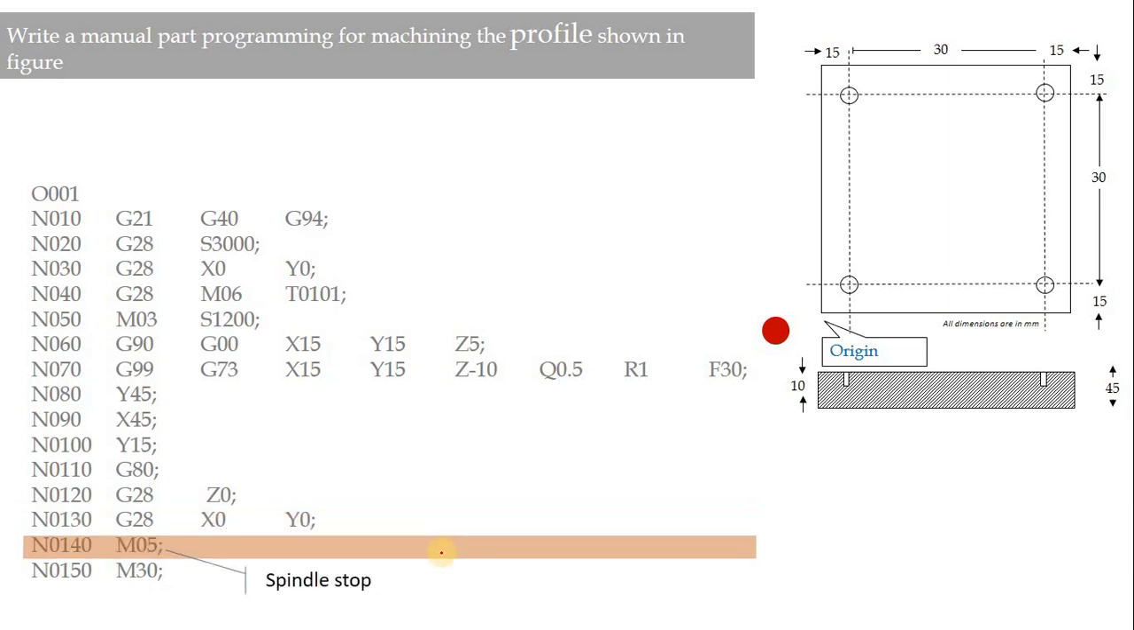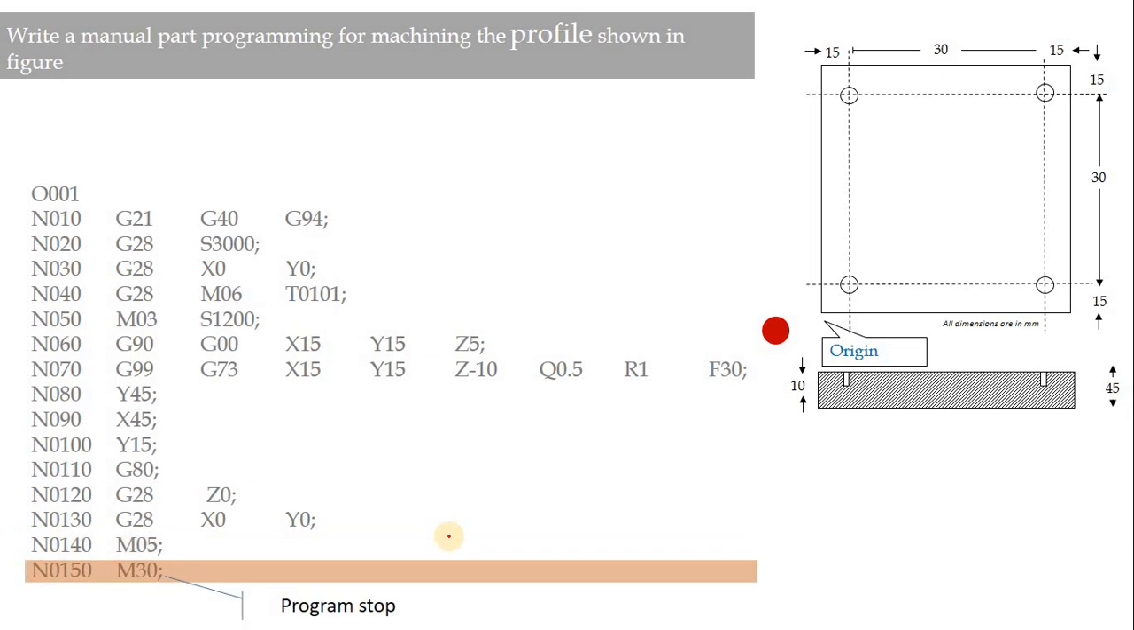Then using the miscellaneous code M05, we ask the spindle to stop, and M30 will tell the program to stop. In this way, a manual part program can be written.